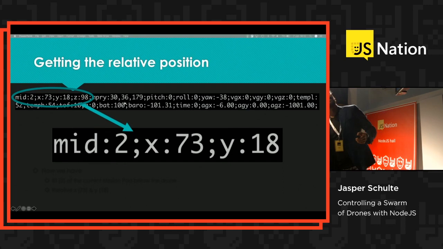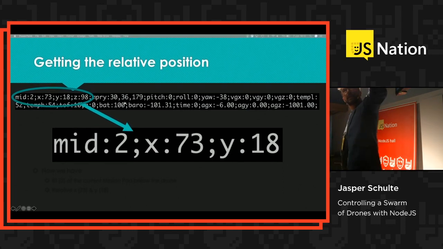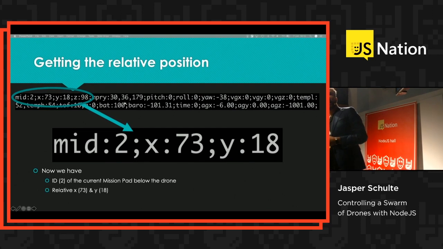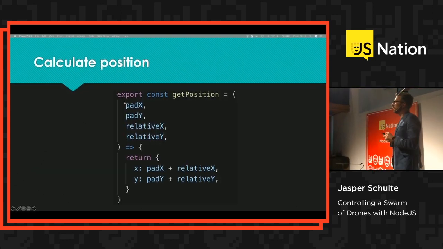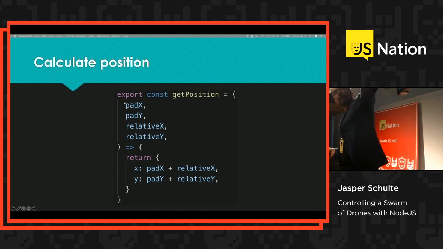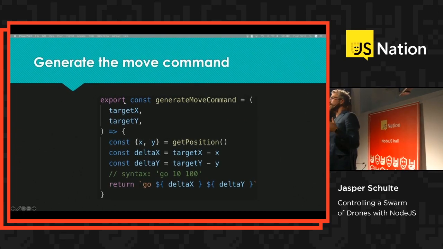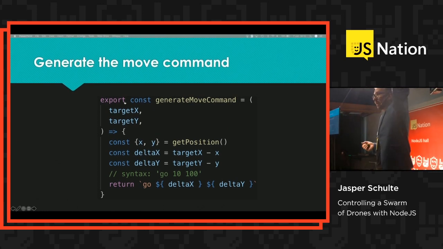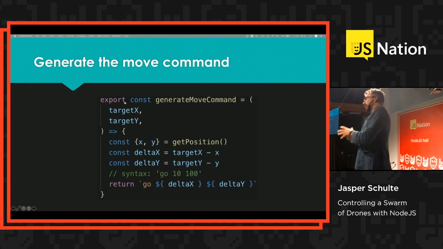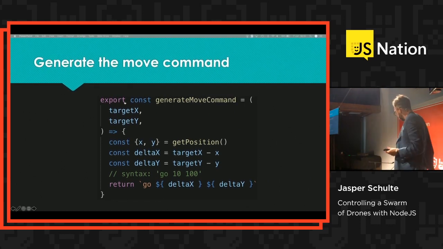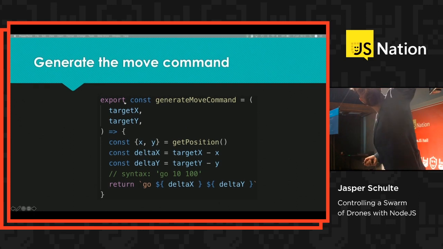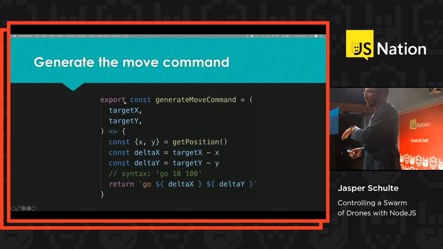So if we go back to the telemetry we were talking about before, you have the MID, so that's the mission pad ID it's flying above, you get the X and you get the Y. So we have the ID and we have the relative X and Y. If we want to calculate the position of the drone, it's as simple as getting the X and the Y of the pad that it's detecting, getting the relative X and Y, and if you add them together, you get the X and the Y of the drone. So if we want to move somewhere, you get the X and the Y of the drone, you get the X and Y of where you want to go, and you do the delta X, and that's basically the distance you want the drone to move at that point. So here the syntax is just go 10, 100, that means go 10 centimeters on the x dimension and 100 centimeters on the y dimension.